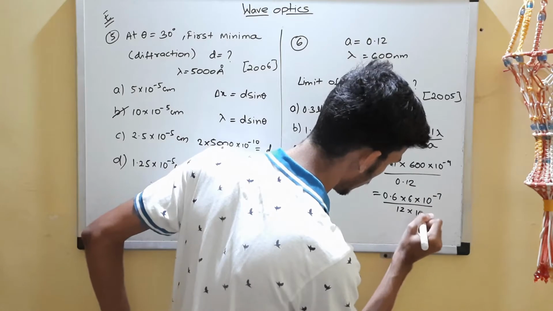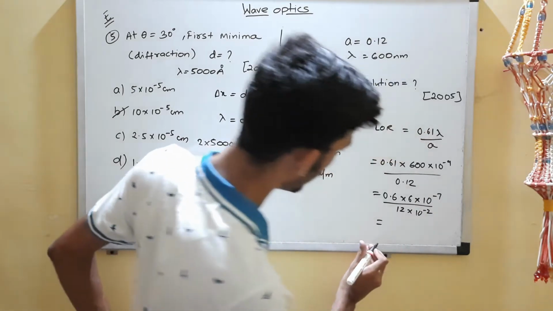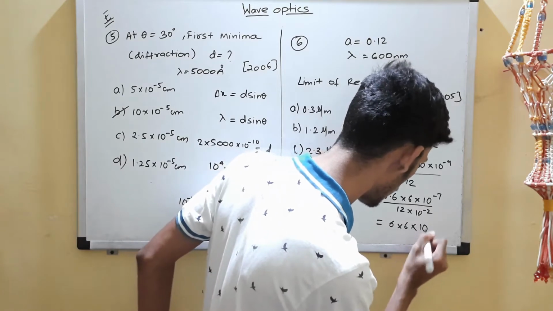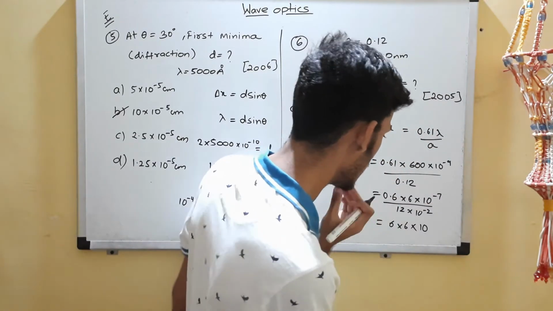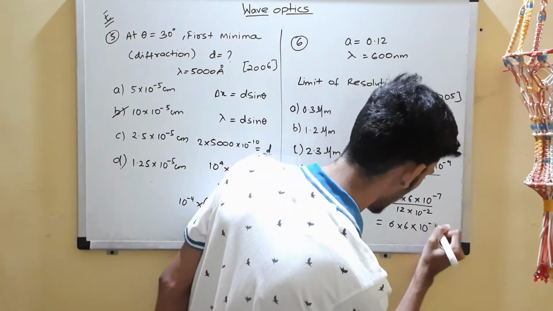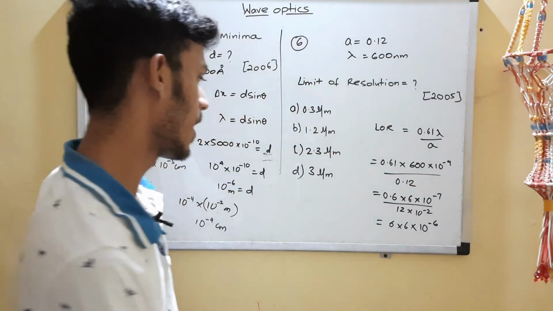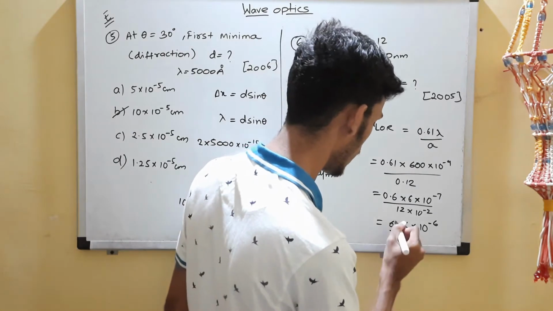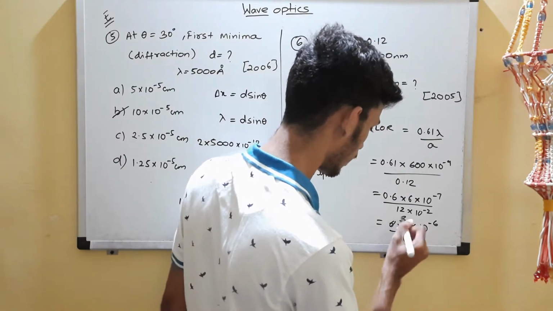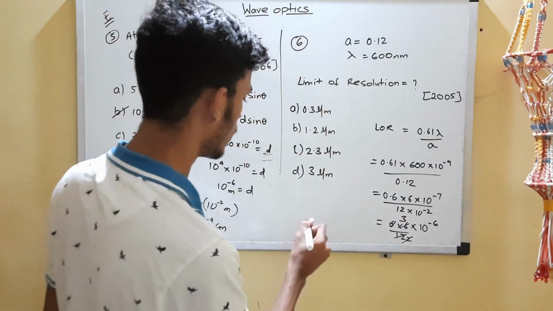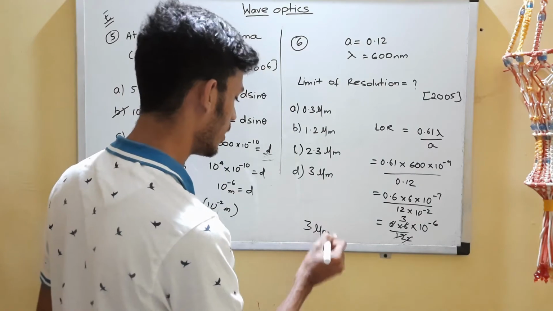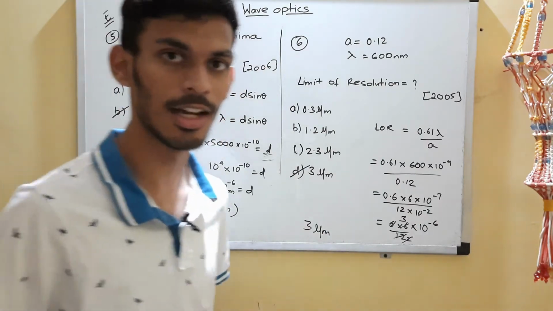12 into 10 to the power minus 2, again you can take this as 6 into 6 into 10 to the power minus 8, and again plus 2, that will be minus 6. Just quick maths over here, and then you'll have 6 2s are 12, and you'll have 3. 2 3s are 6, so 3 into 10 to the power minus 6, which is 3 micrometer. Option D, 3 micrometer is the correct choice over here.